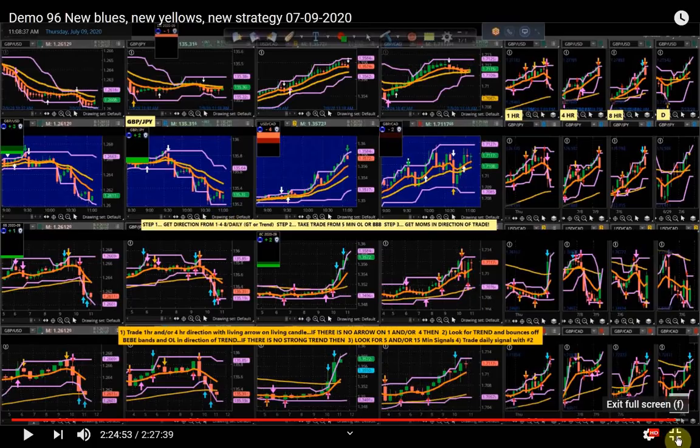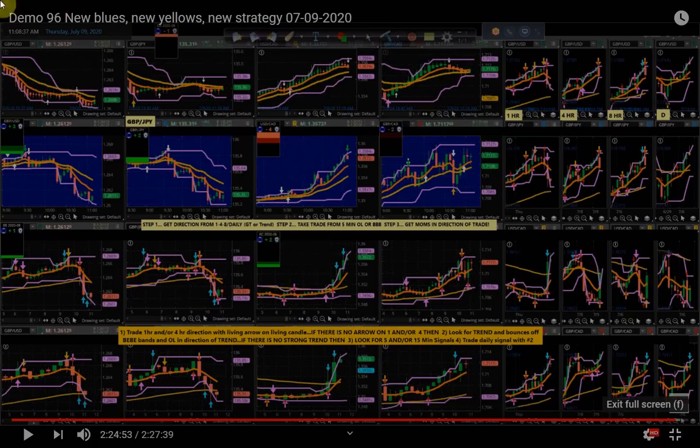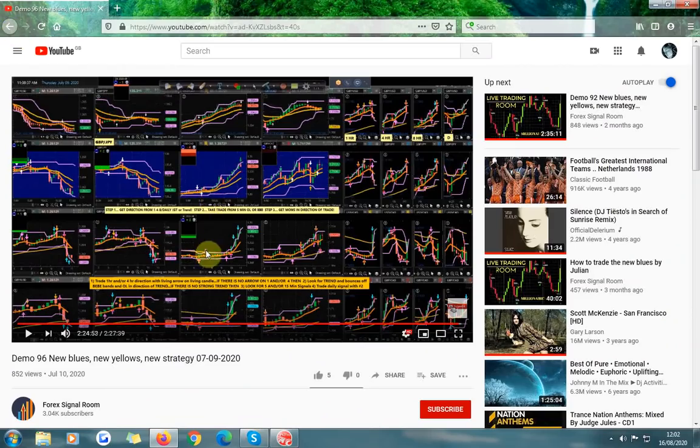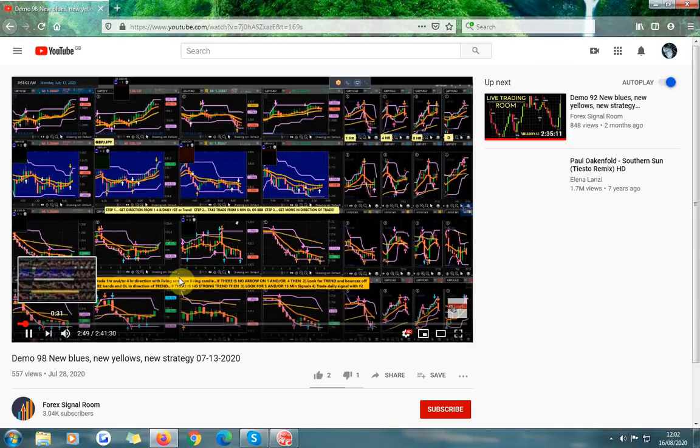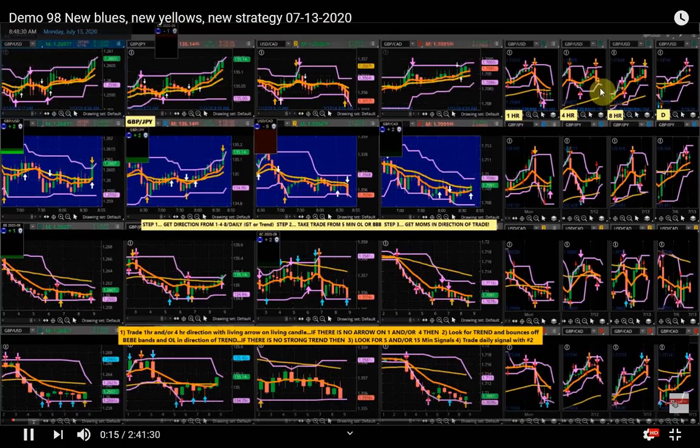Okay, so we're just going to have a look at one more. Number 98. Just get back a bit. And again, let's have a look. Okay, first of all, I'm going to pause it there. Again, this is similar to one of the others I've shown you, but you're actually on the 8-hour orange line from above. You've pierced the 4-hour BB band, starting to get signals here with some wicks.